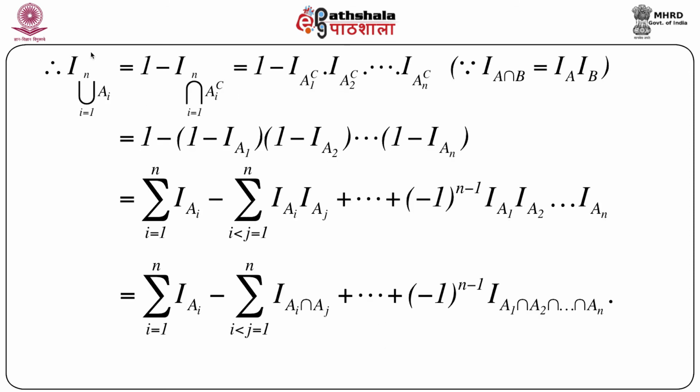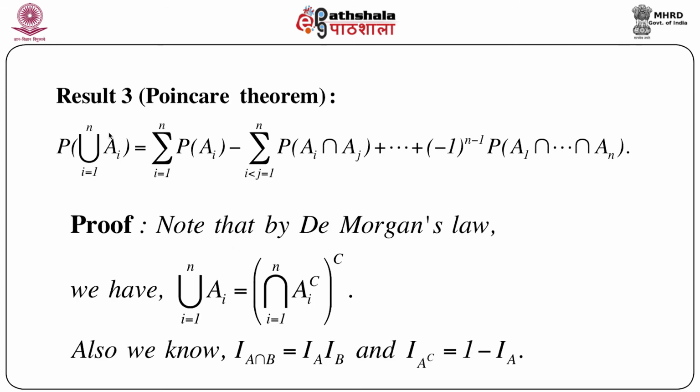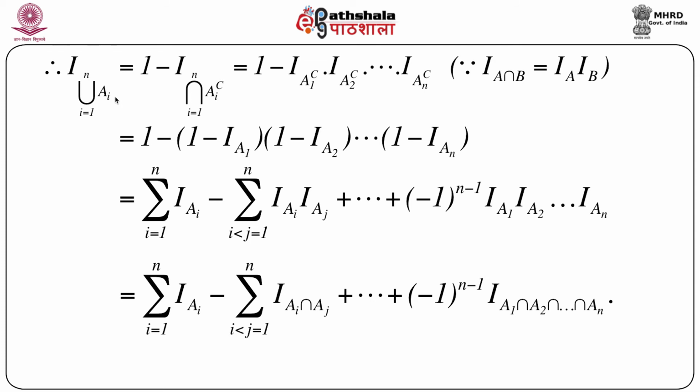Now we start with the indicator function. We are supposed to prove the probability of the union of A_i. Let's start with the indicator function defined on the union of A_i, the union of these sets. So I of union A_i, i equals 1 to n, we can write as 1 minus I of the intersection of A_i complement, because we know that the union of A_i is the complement of the intersection of A_i complement, and the indicator function of the complement of a set is nothing but 1 minus the indicator on that set.